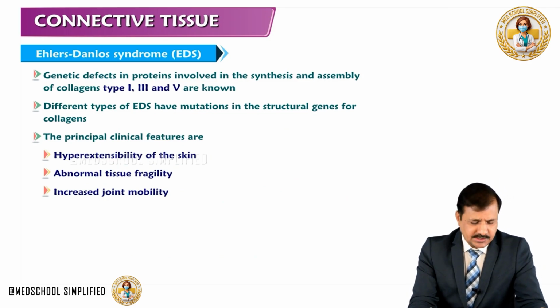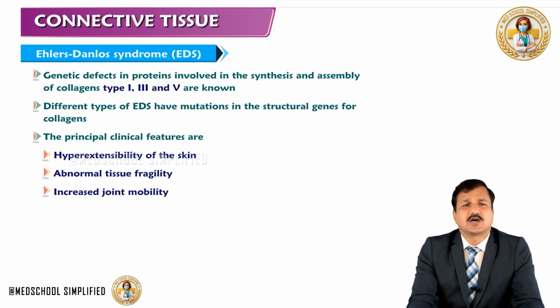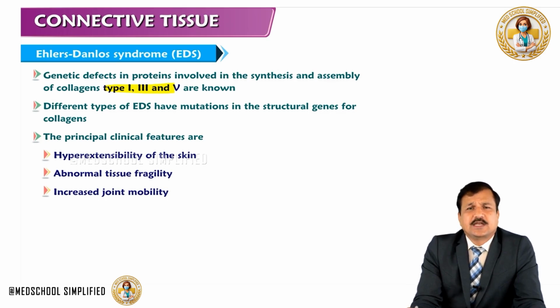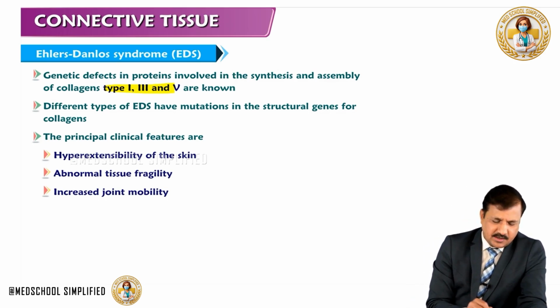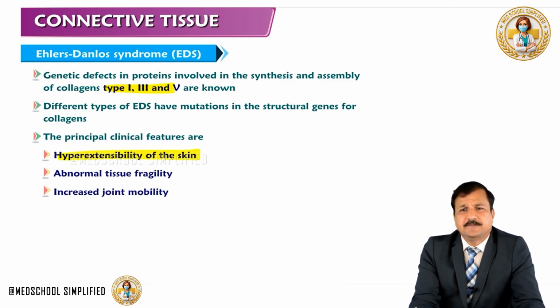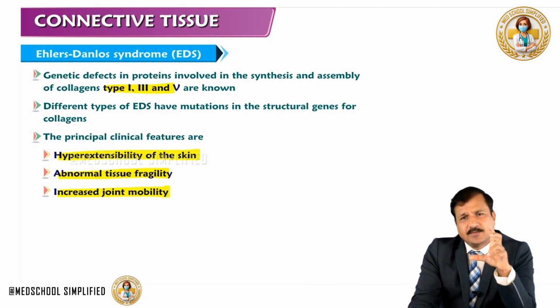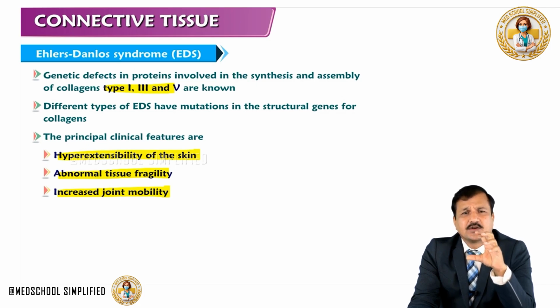Coming to Ehlers-Danlos syndrome. These are a group of inherited disorders caused by genetic defects in proteins involved in synthesis and assembly of type 1 collagen, type 3 collagen and type 5 collagen molecules. The principal clinical features seen in Ehlers-Danlos syndrome patients are hyperextensibility of the skin, abnormal tissue fragility and increased joint mobility. The clinical picture is variable, reflecting the extensive genetic heterogeneity.